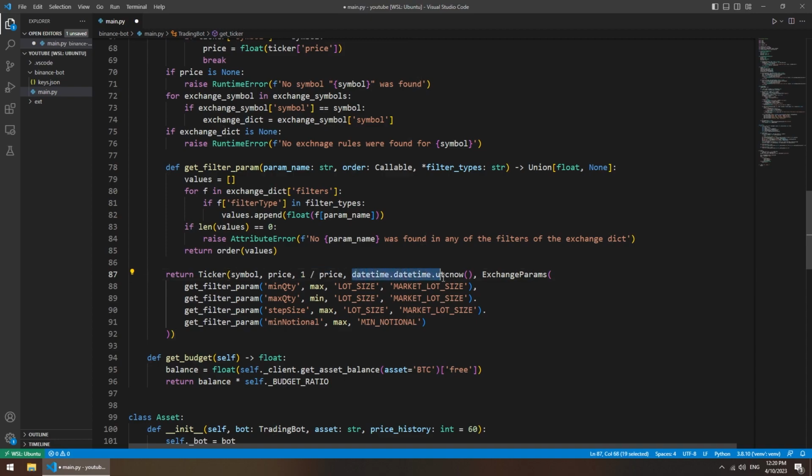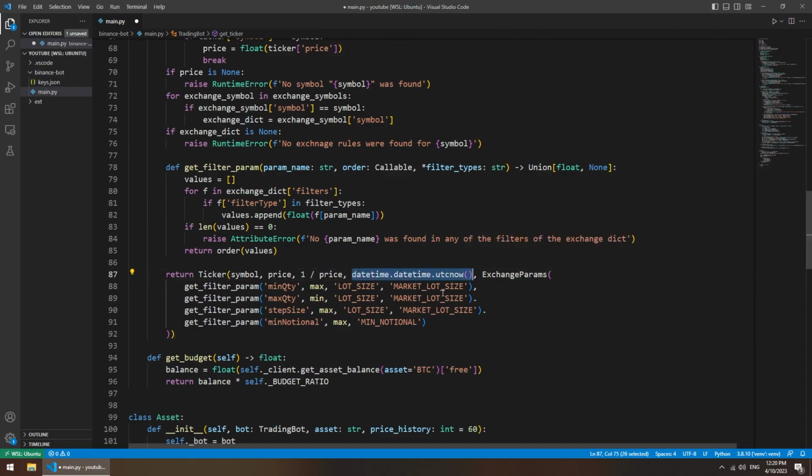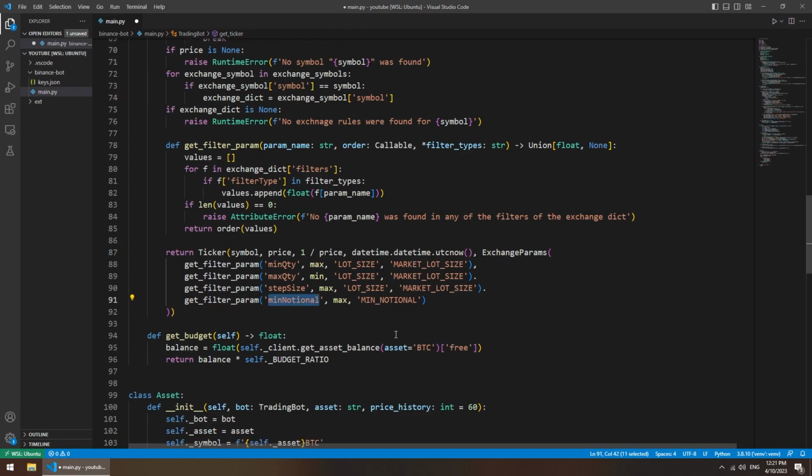Then we get the datetime. We can actually fetch the server time from Binance, but for the sake of this example, we'll just get the now value in UTC time zone. And then we'll create the exchange params with all the filters that we needed, which is the minimum quantity, maximum quantity, step size, and min notional is the minimum price that we can trade with.